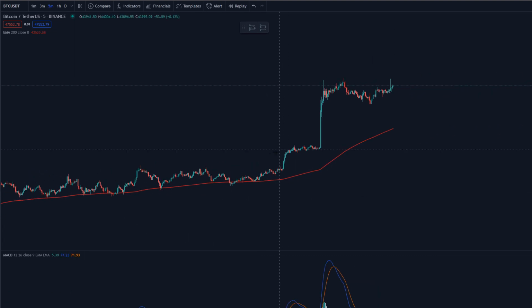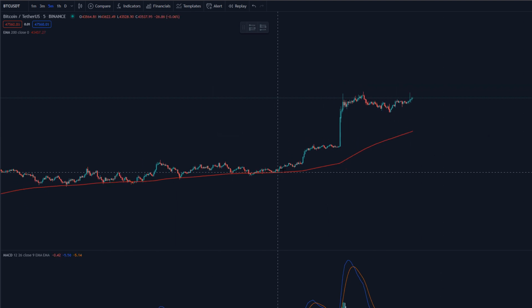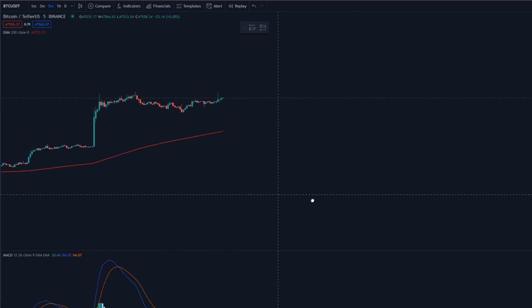So you can see that Bitcoin did a nice pump today. We are in a 5-minute time frame. So yeah, it was a nice day.